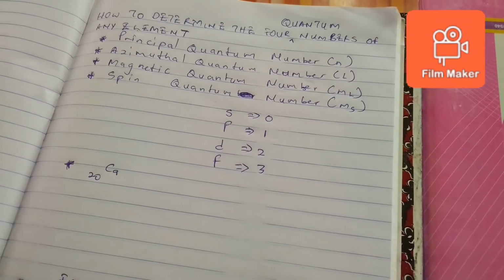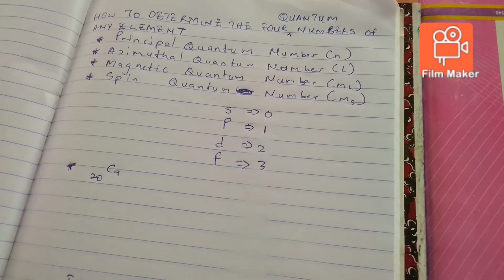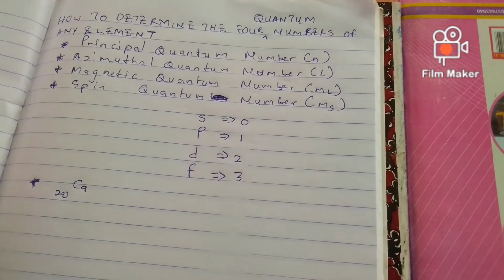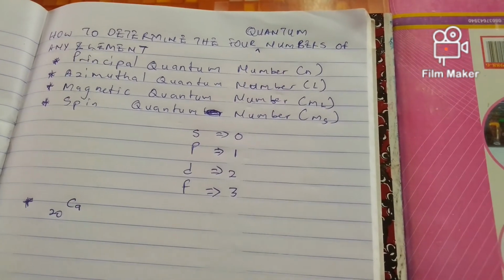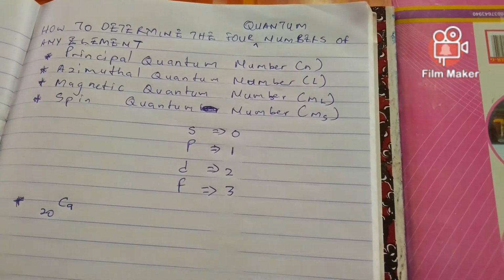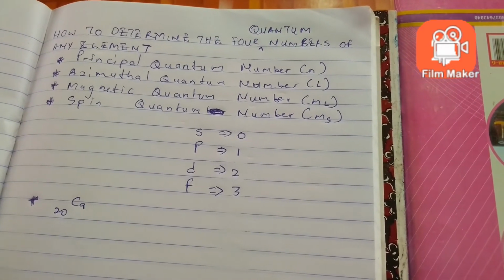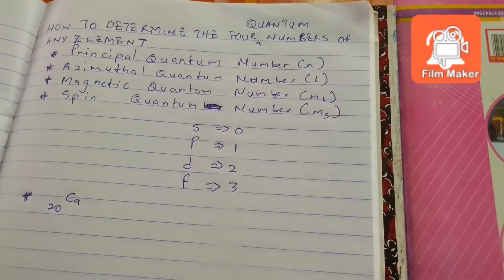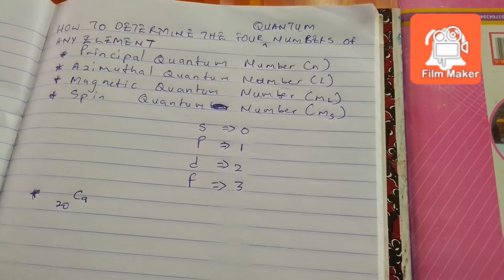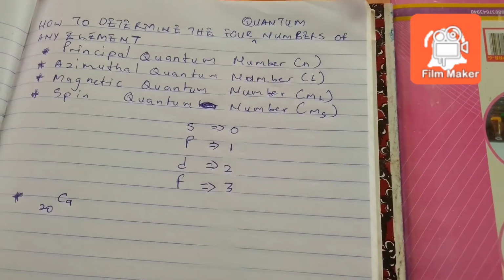We all know the functions: the principal determines the size and energy of an orbital. The azimuthal determines the shape and represents the number of subshells in an orbital. The magnetic shows the direction or orientation in space of each orbital. And the spin quantum number shows the direction of spin of the electrons in an orbital. So we all know all this already.